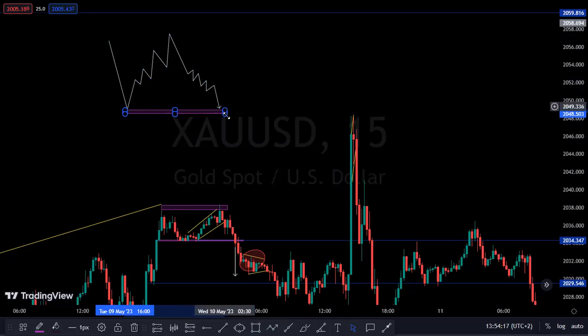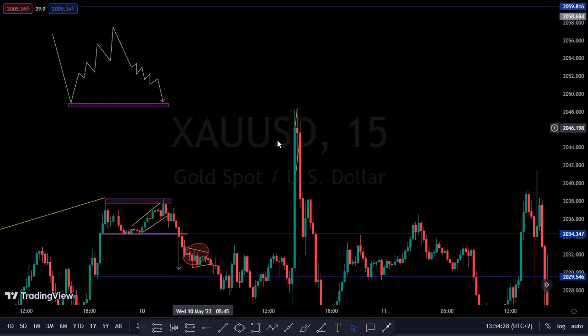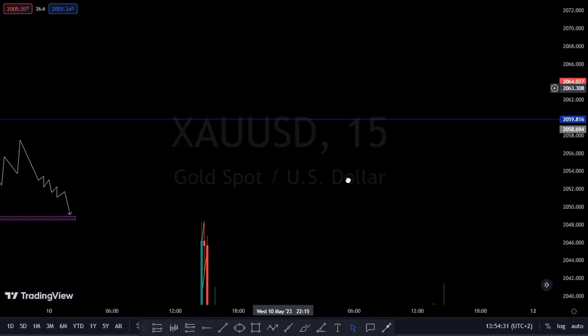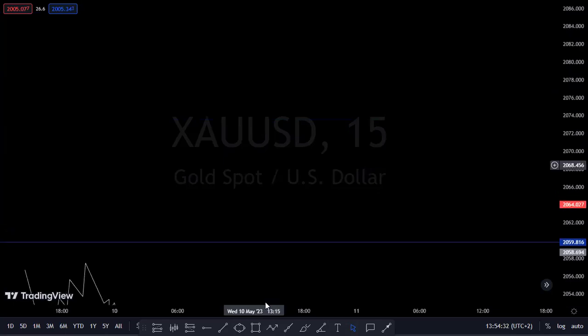This is how you're going to be able, after you have back tested and then trained your eye, to trade double tops and double bottoms. Then I'll move again to a head and shoulder setup.